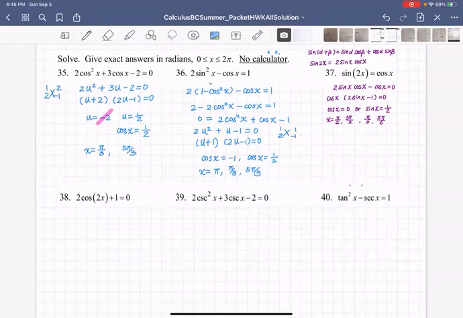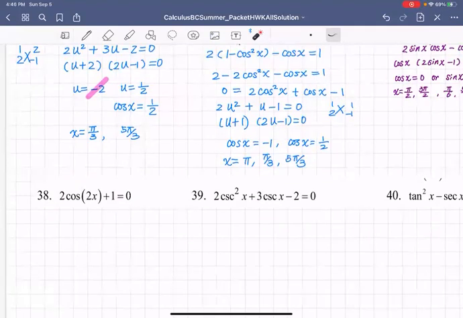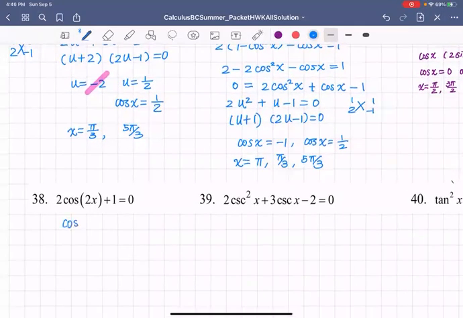Brian, do this one. So it's 2 cosine 2x plus 1. It's 2 cosine 2x equals -1. Don't you move the 1 over, the 1 into a -1? Right. And then you divide by 2, so it's -1/2. Okay.